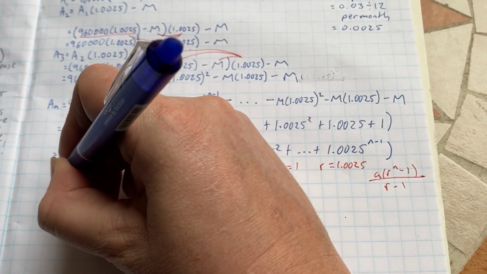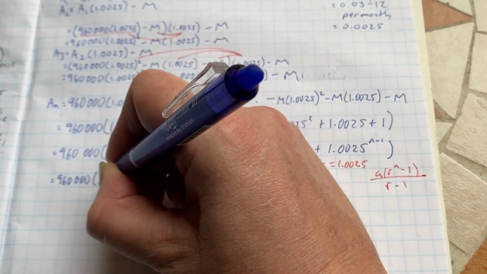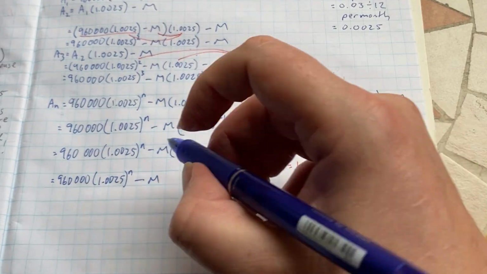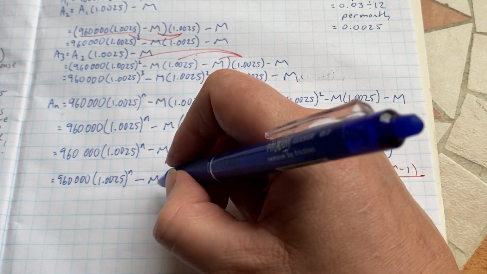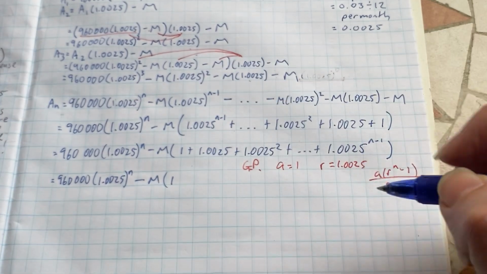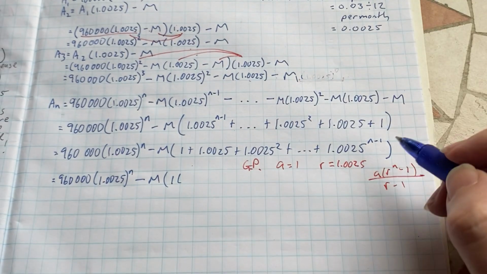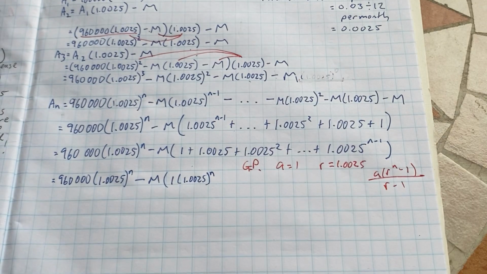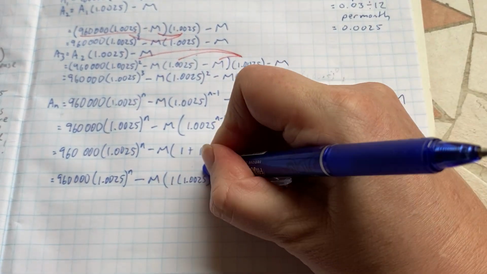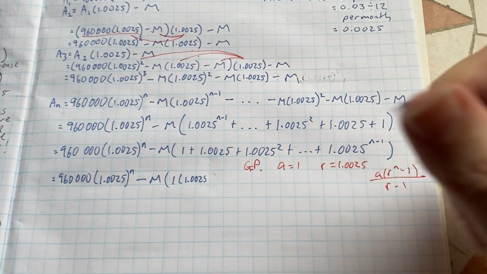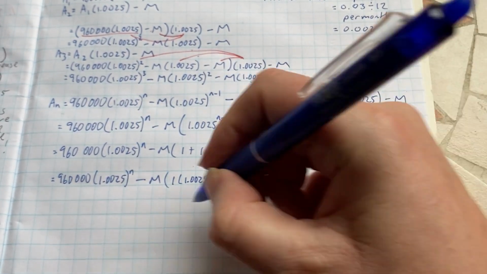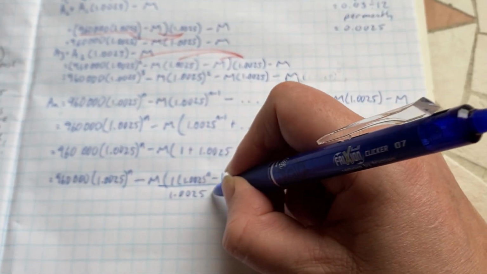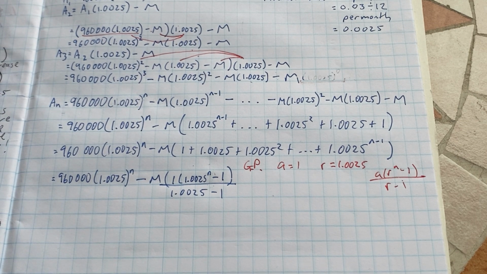So that equals 960,000 1.0025 to the n minus m. Now a is just 1. I am going to write it in. You don't have to write it in. So a bracket, our r, which is this, 1.0025 to the power of n. Oops, sorry, I wasn't supposed to close the bracket yet because I haven't done the minus 1 yet. To the power of n minus 1, all over r minus 1, so 1.0025 minus 1. And that's our formula for an.